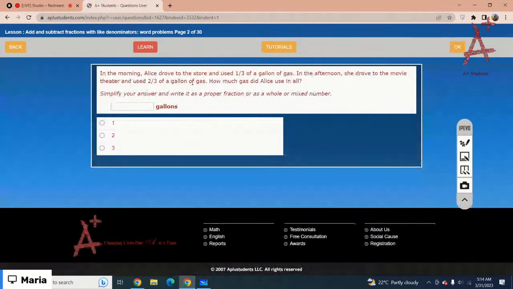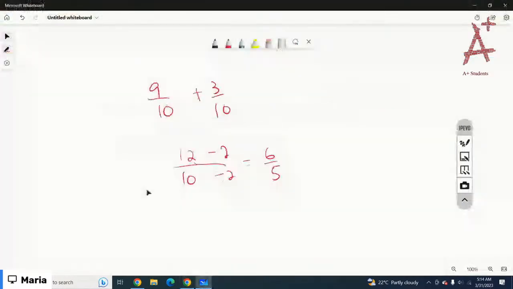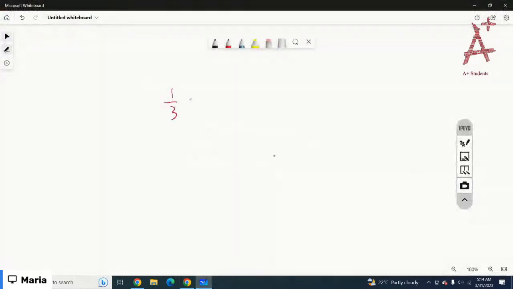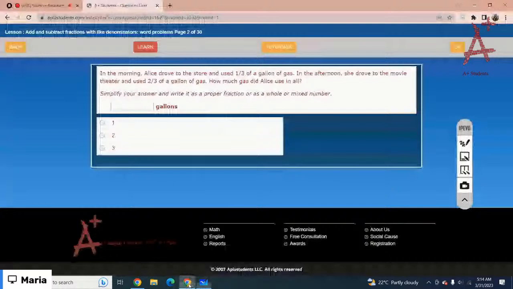That morning, Alice drove to the store and used 1/3 of the gallon of gas. In the afternoon, she drove to the movie theater and used 2/3 of the gallon of gas. How much did Alice use in all? So you have to add 1/3 and 2/3. So they have the like denominators. Adding fractions with like denominators is very easy. You simply have to add their numerators. Got it? So just add 2 plus 1. That would be 3 over 3, and it makes 1. Got it? So the correct option is 1.